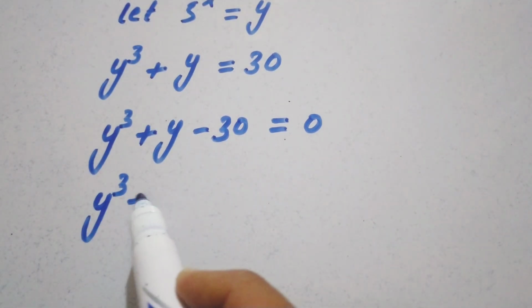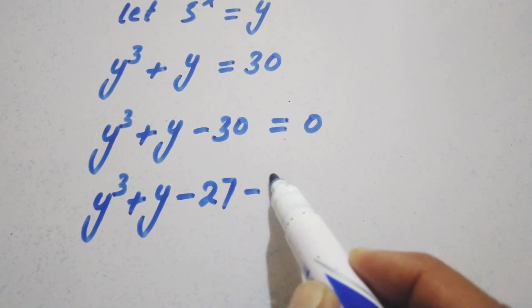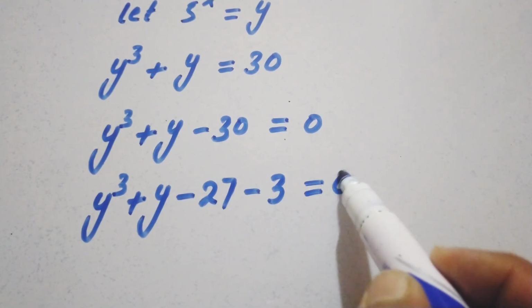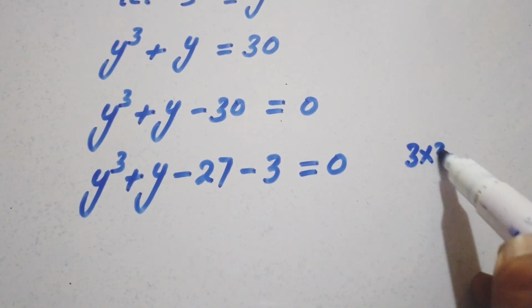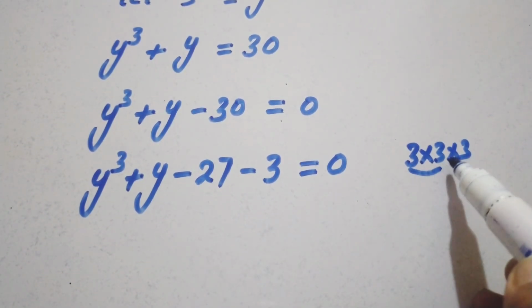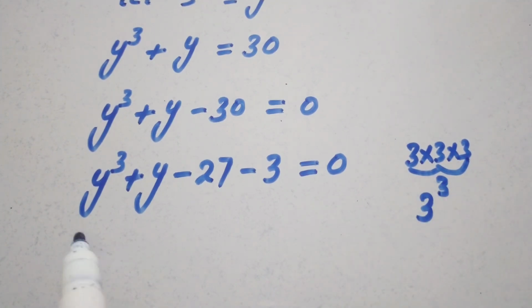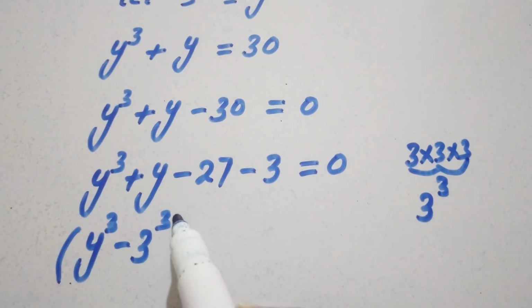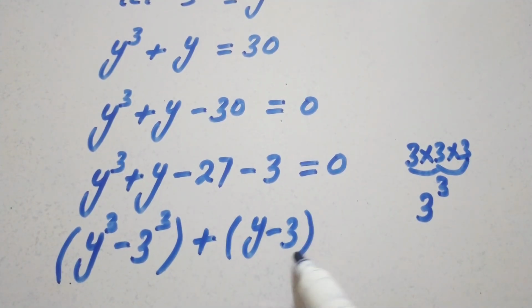So we will write minus 30 as minus 27 plus minus 3. Minus 27 and minus 3 we get minus 30. This is equal to 0. As 27 is equal to 3 multiplied by 3 multiplied by 3, 3 multiplied by 3 is 9 and 9 multiplied by 3 is 27. So 27 is equal to 3 cube. Y cube minus 3 cube plus y minus 3 and this whole thing is equal to 0.